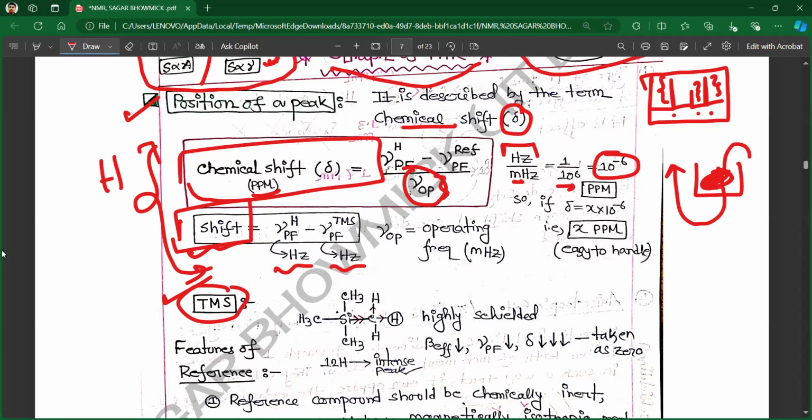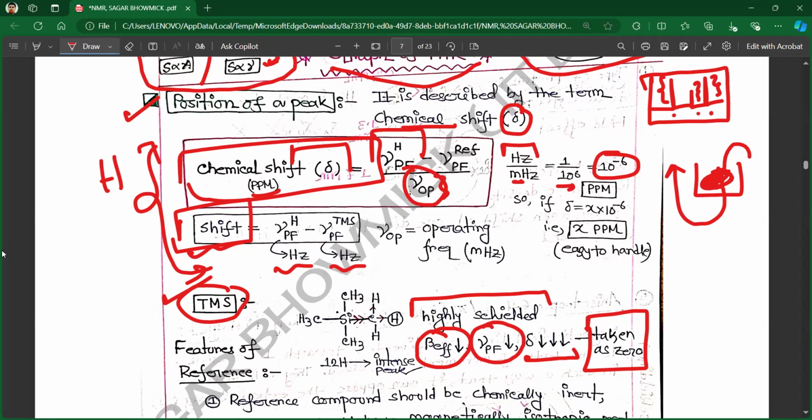Eventually, all these 12 hydrogens are similar. And among carbon and silicon, carbon is more electronegative. That's why these hydrogens are shielded. This is highly shielded. Highly shielded means B effective will be lower. B effective will be lower means precessional frequency will be lower, which means delta will be lower. So delta for TMS is very, very low. That's why it is taken as 0. As it is taken as 0, we call it a reference compound.